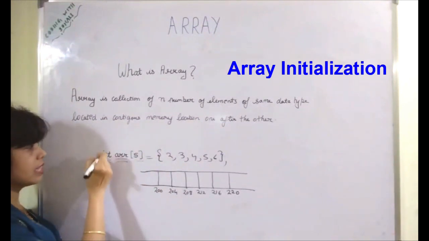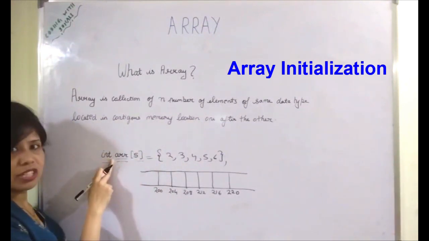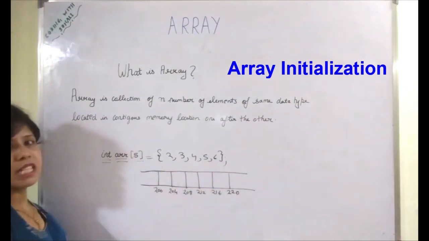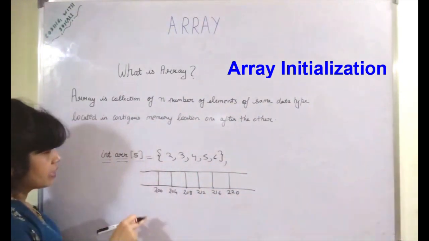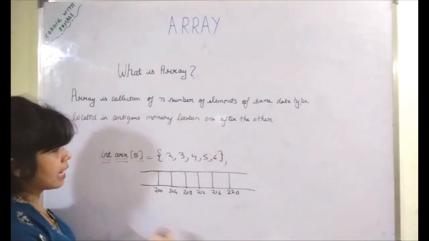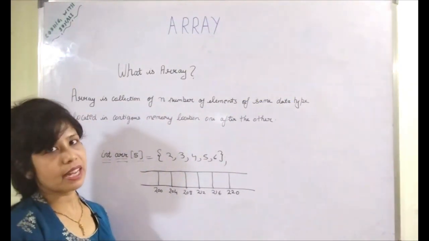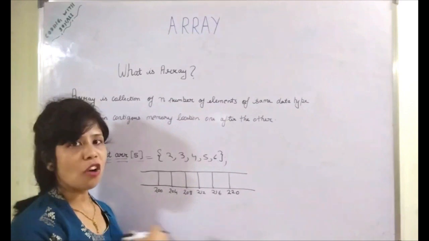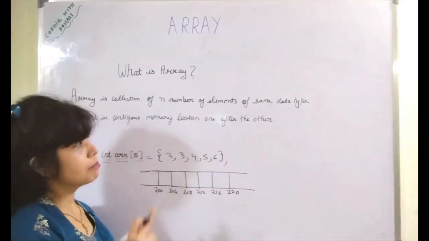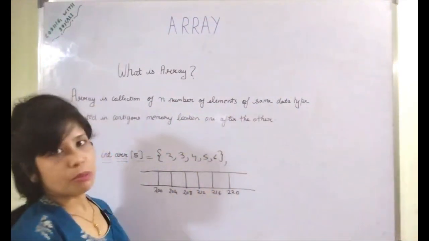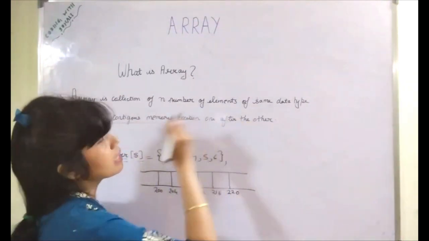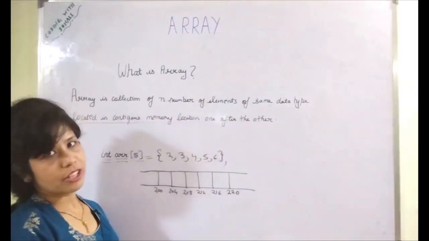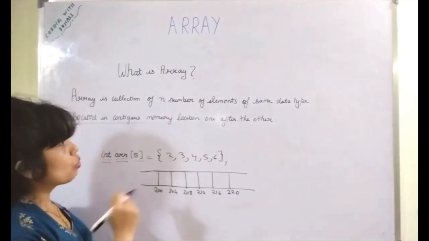Here, since it is an integer array, as I have mentioned int, all the elements will be of the data type integer. If I had given a character array, then all the elements of that character array would have been of the data type character, that is, the same data type. So the next thing I have mentioned here is that the elements are located in contiguous memory locations. So what does it mean?